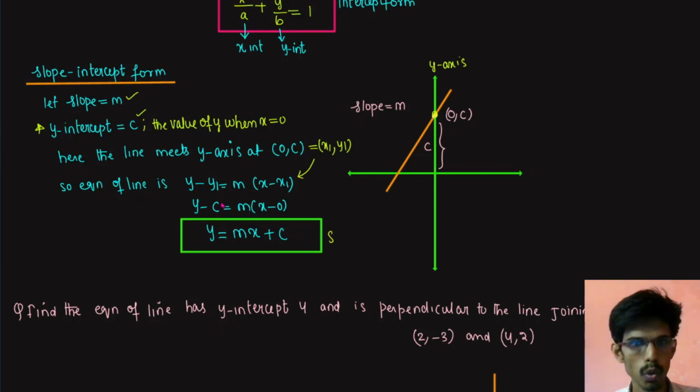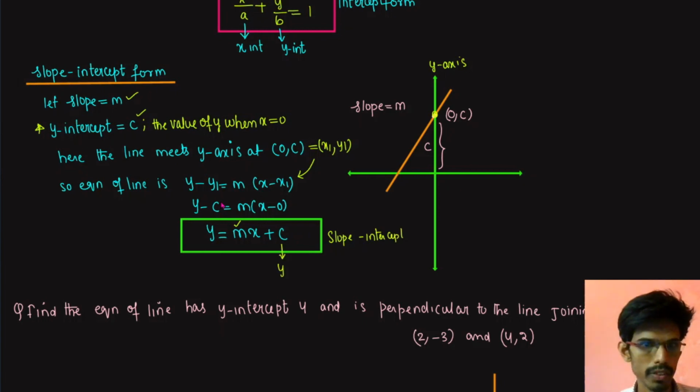Here the slope is m, and the intercept is c. Which intercept? The y-intercept, because here we have y. The y-intercept is nothing but the value of y when x is 0.